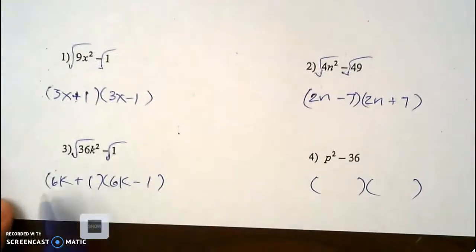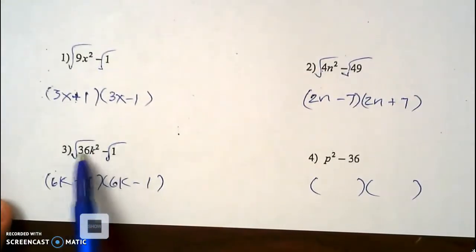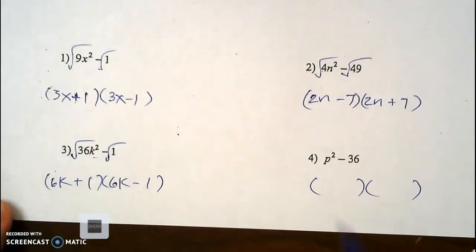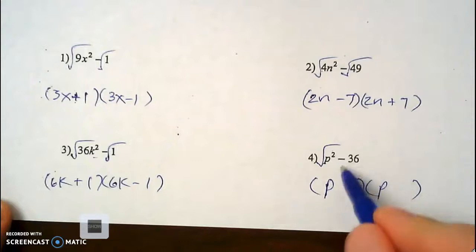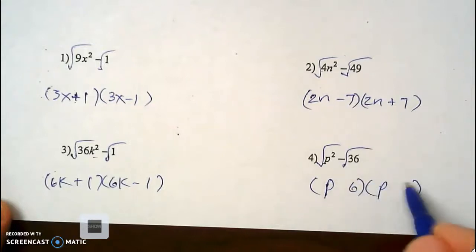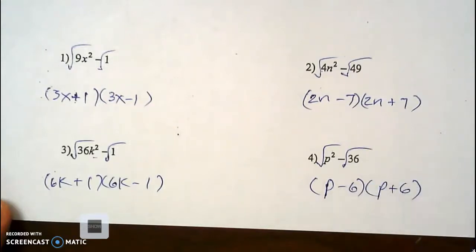And as we saw above, if we multiplied this out, we would end up with that difference because we would get canceling in the middle. Square root of p squared is just p. Square root of 36, as we've seen already on this paper, is 6.